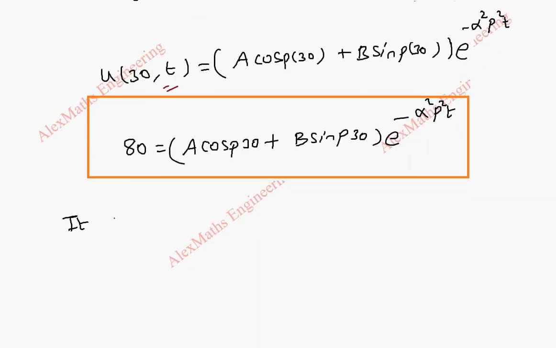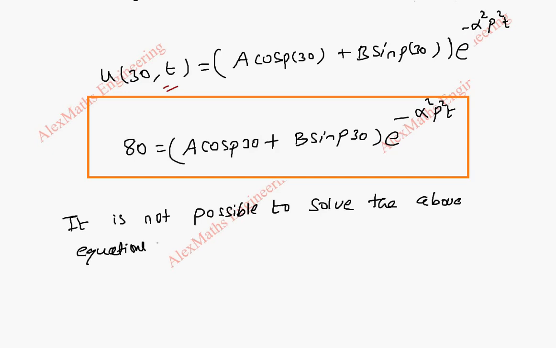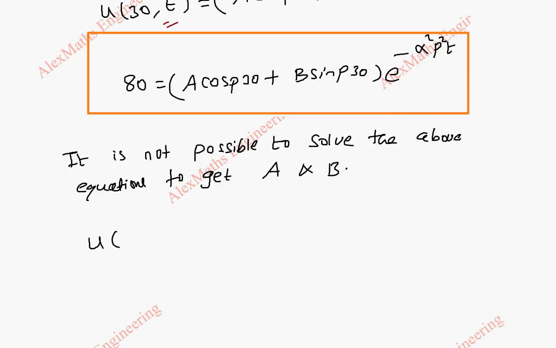So it is not possible to solve the above equations to get the constants a and b. So we are going to split our solution u of x comma t as two parts. One is steady state, which depends only on x, so u s of x, and transient state u t of x comma t.